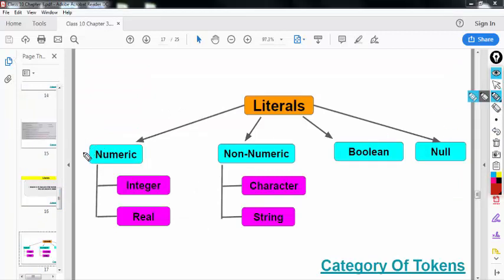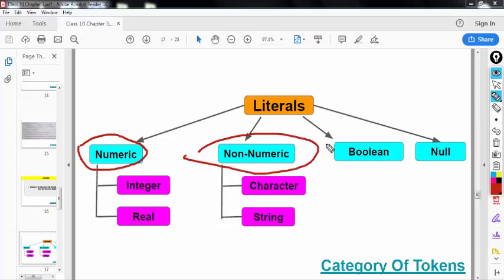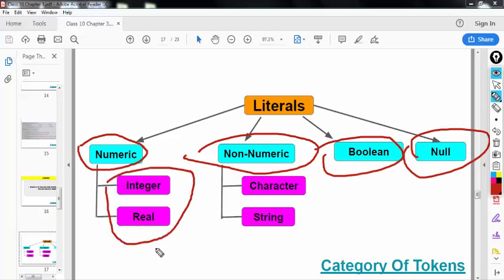So there are four main categories of literals: numeric, non-numeric, Boolean, and null. Numeric has further subdivisions: within numeric you have integer literal and real literal. Within non-numeric literal you have character literal and string literal. Now let us look at each of them, starting with the numeric kind.